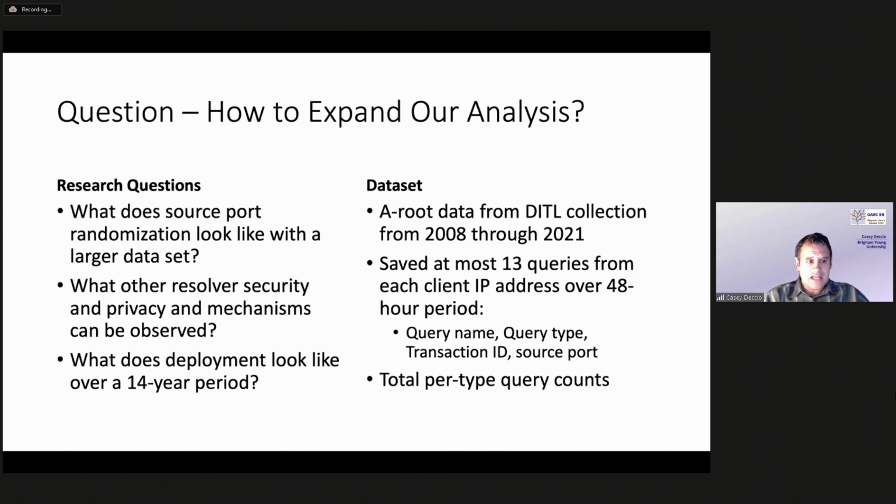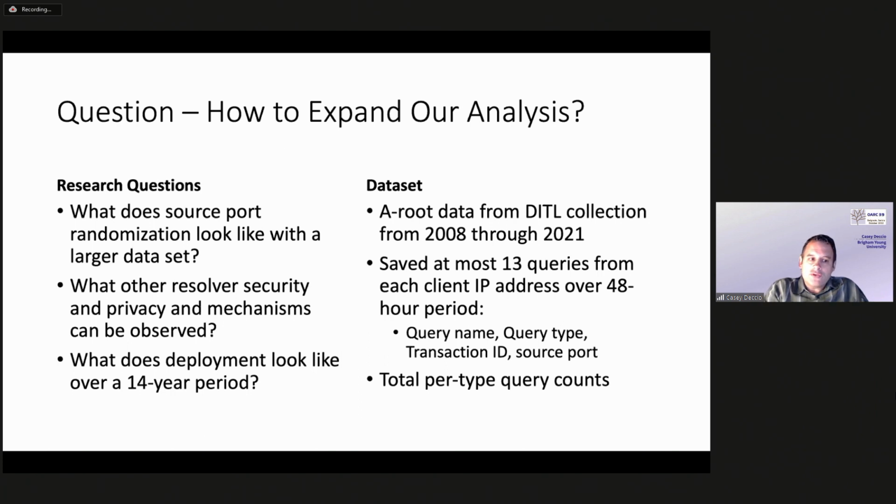And then while we were doing that, you'll see that we ended up using DITL data. We decided, well, what else could we use? Could we infer from this large passive data set other privacy and security mechanisms that we could observe?